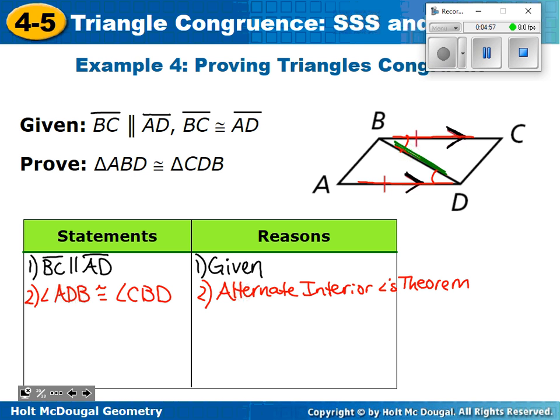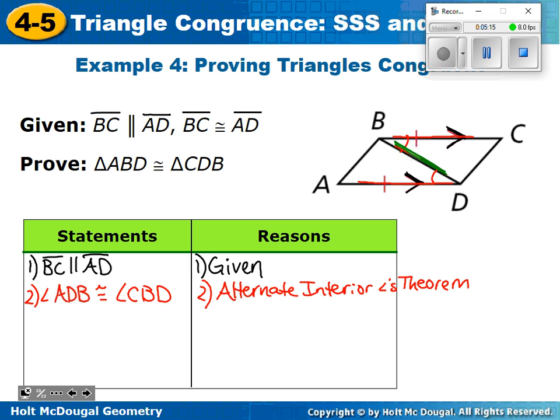SSS. Say it again. AAS, another one, HL, and the last one, ASA. What are the two that never work?